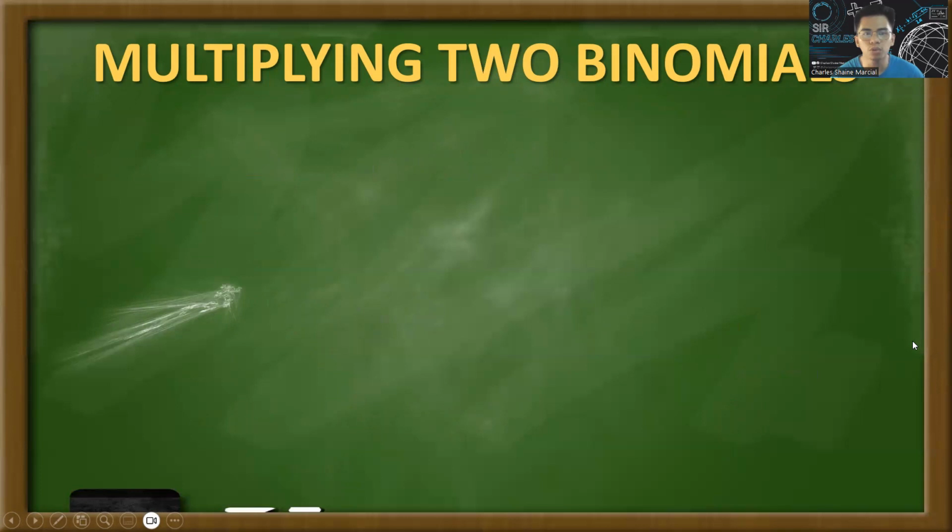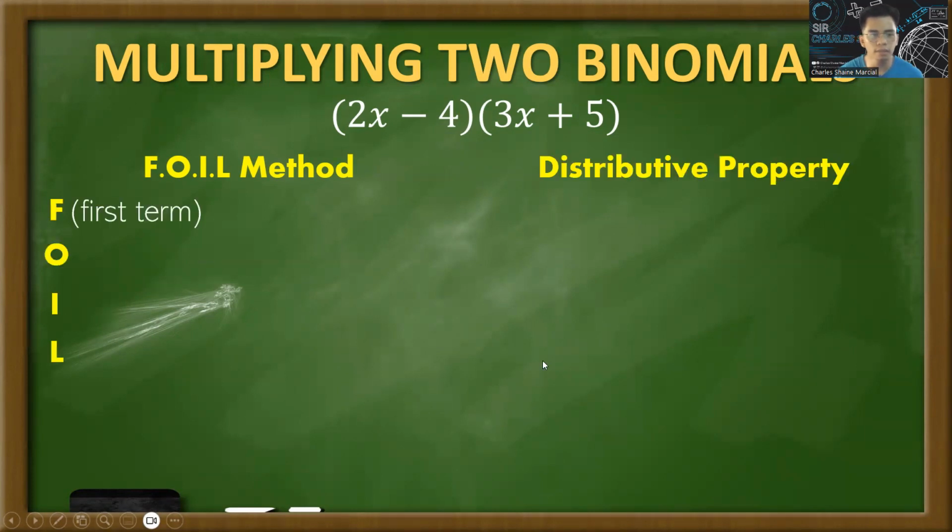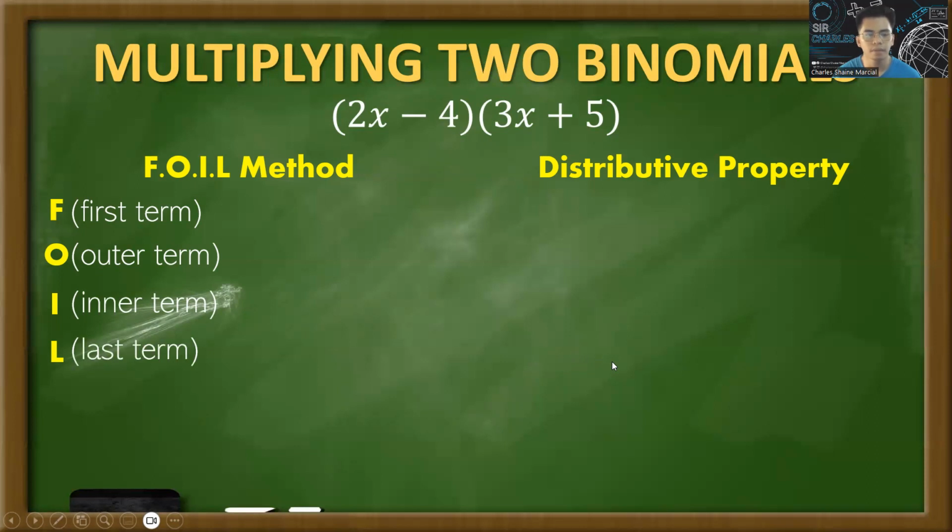So dito sa multiplying two binomials, we will use FOIL method and distributive property. So try nating isolve itong problem na to. The quantity of 2x minus 4 times the quantity of 3x plus 5. So using FOIL method, okay, bakit FOIL method? Actually, the word FOIL is just initials. For F, it means first term. And O means outer term. I means inner term, and L means last term. Okay? So, kaya siya natawag na FOIL method.